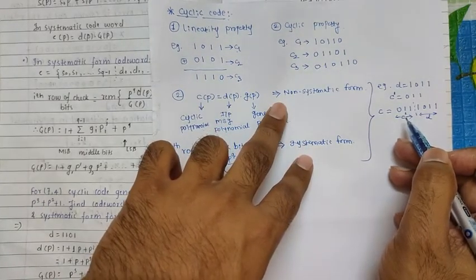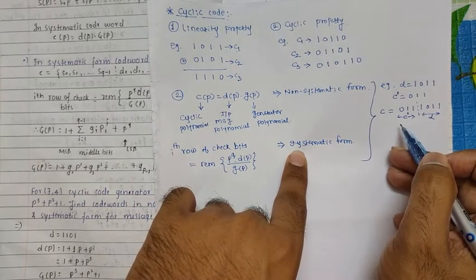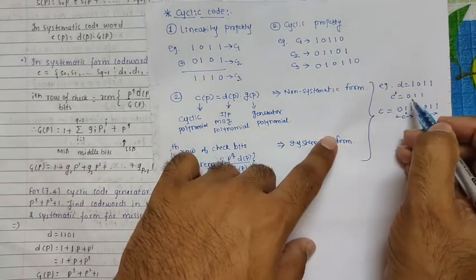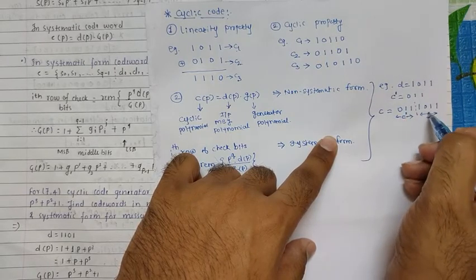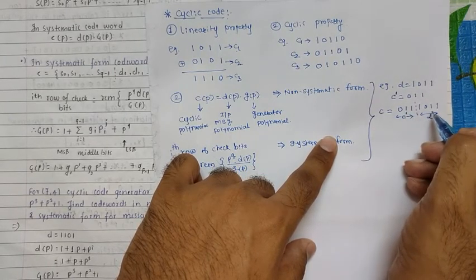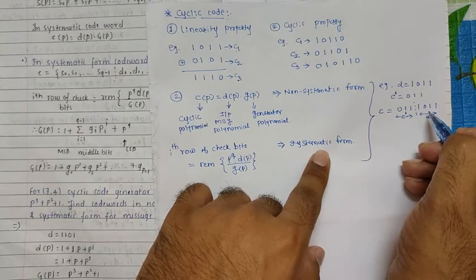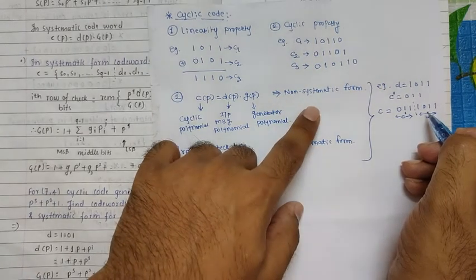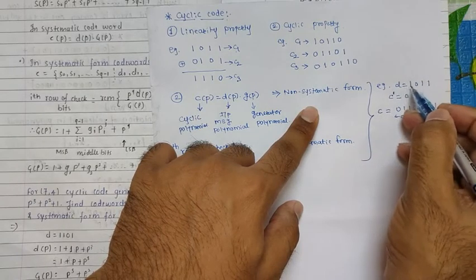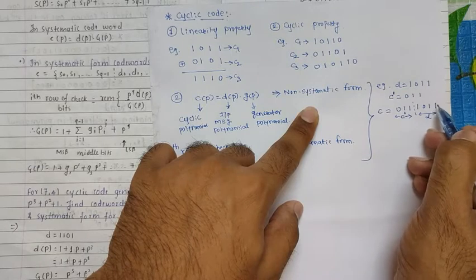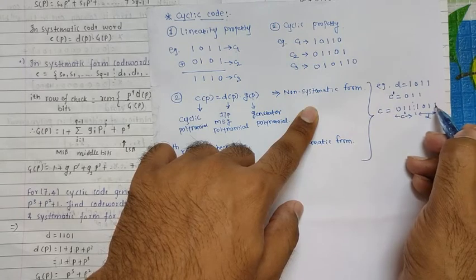So let us define what we mean by systematic form of a cyclic code word. A code word is said to be a systematic code word if the message bits appear either at the start or at the end in the final code word as they are. Then it is called a systematic code word. Else it will be a non-systematic code word. So as we can see here, in the final code word C, the message bits 1011 appear at the end as they are. It means this will be a systematic cyclic code word.